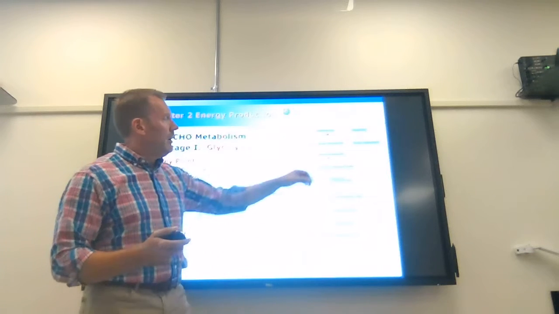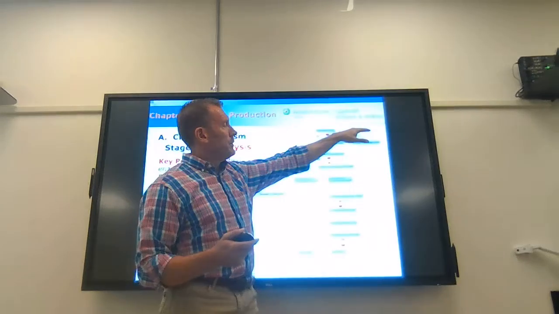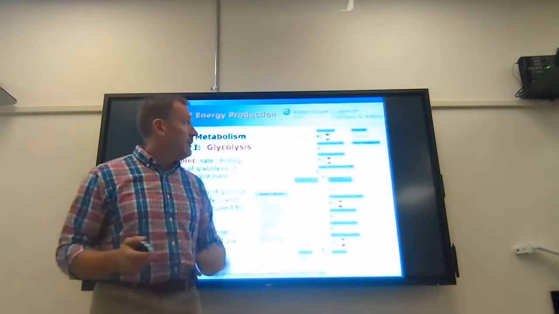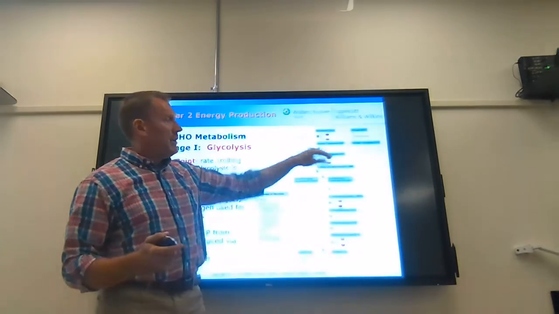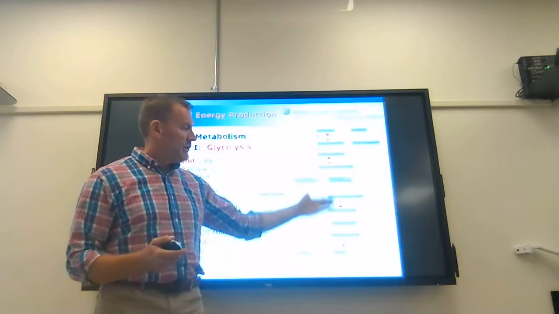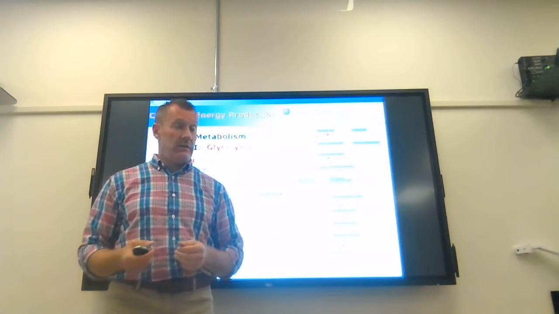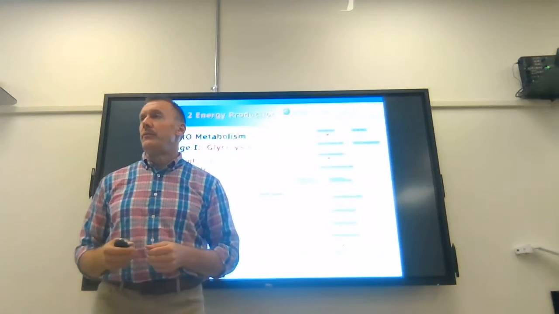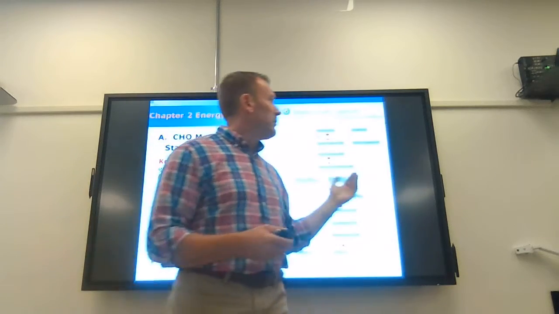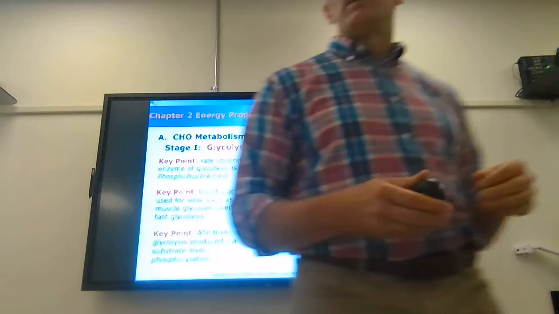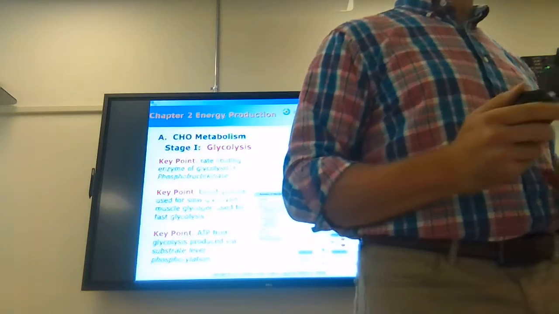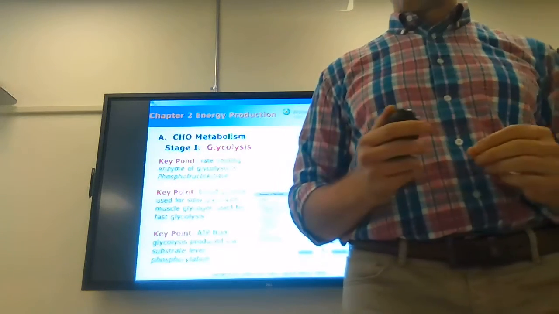Okay, so if we get the glucose from intramuscular glycogen, we're only spending 1. And we still make 4. So our net would be 3. Okay, so the other good question from this slide is, what's the difference between slow glycolysis and fast glycolysis?